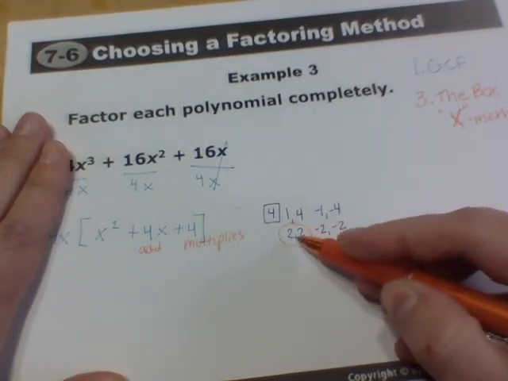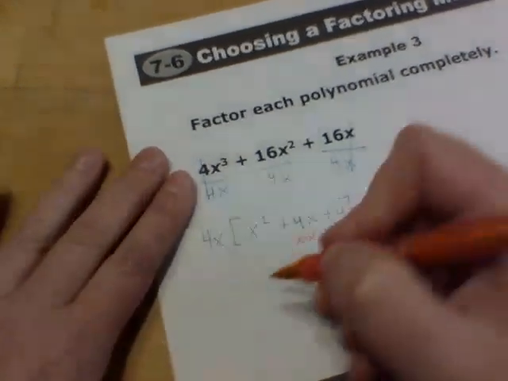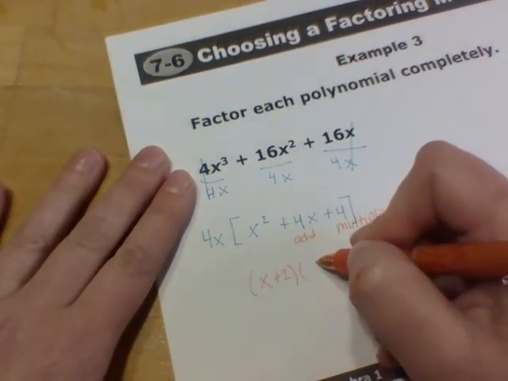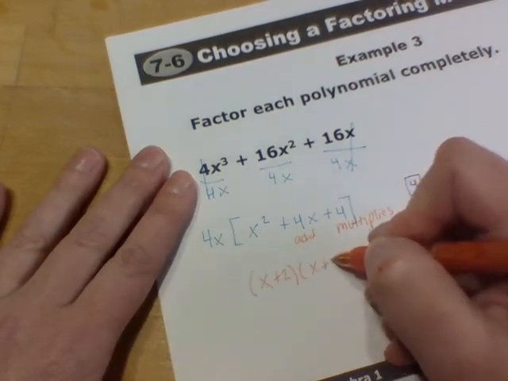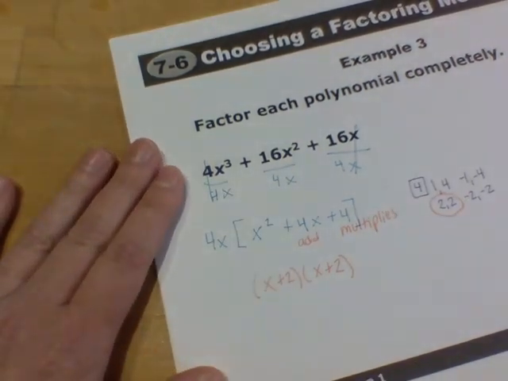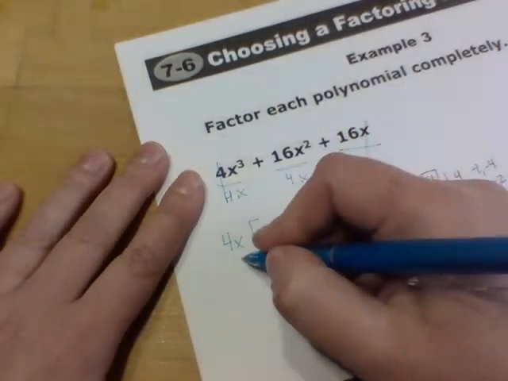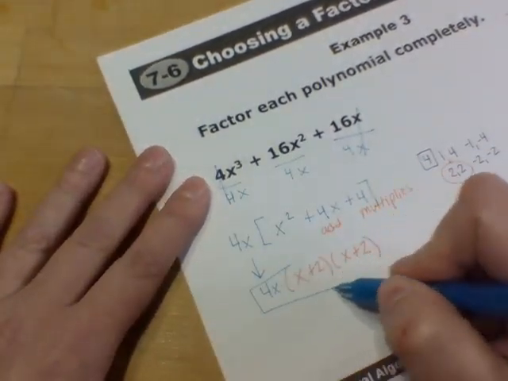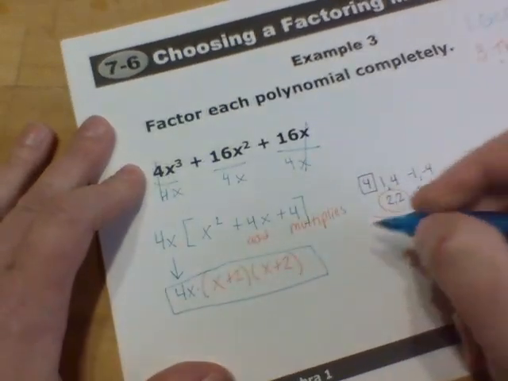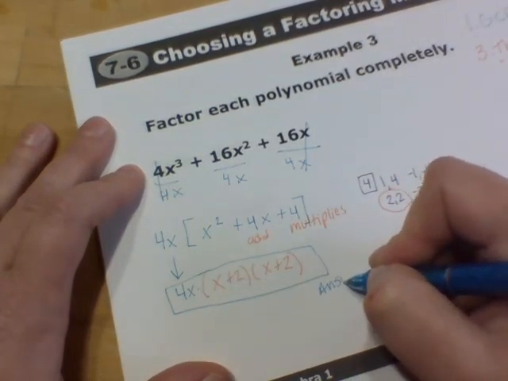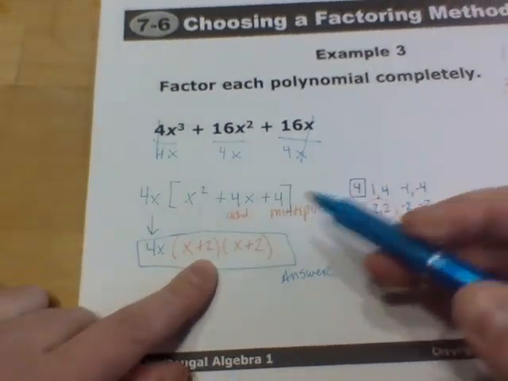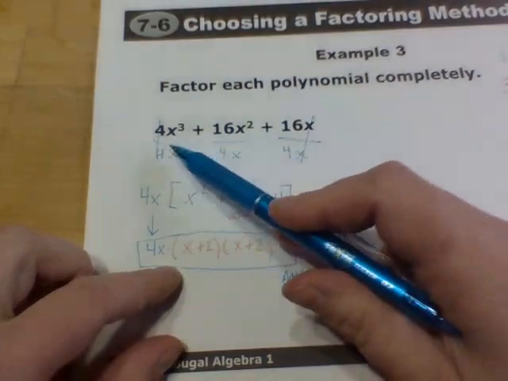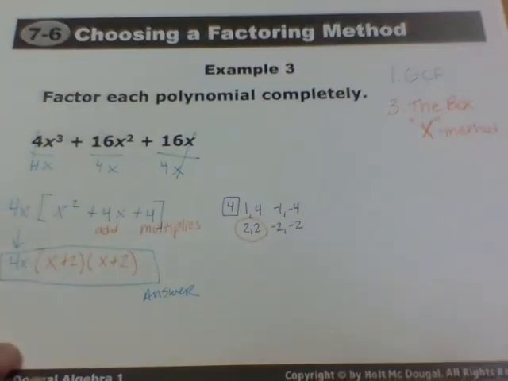And so these answers are the part of the term. So x plus 2 is your answer, and x plus 2 for the other piece. Bringing down your 4x that we took out to begin with, you now have your completely factored trinomial of 4x times x plus 2, x plus 2. And if you did take the time to multiply this all out, you would get back to this trinomial, which is what we're looking for.